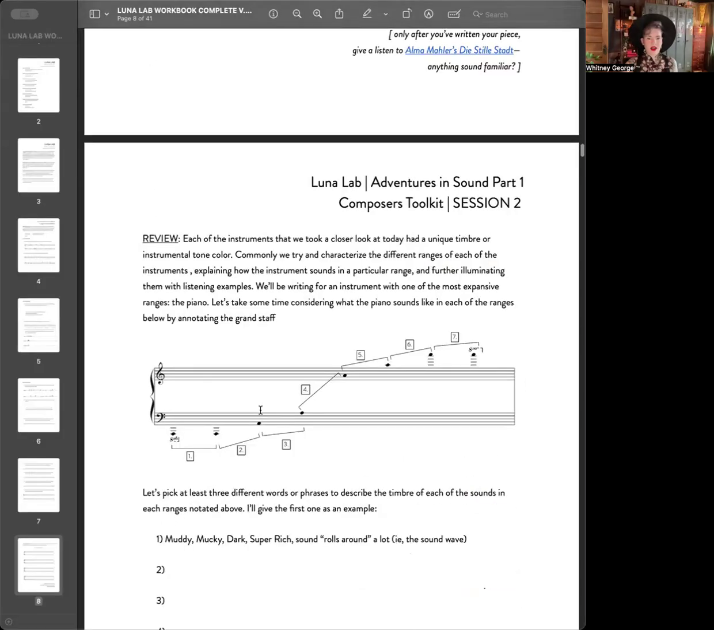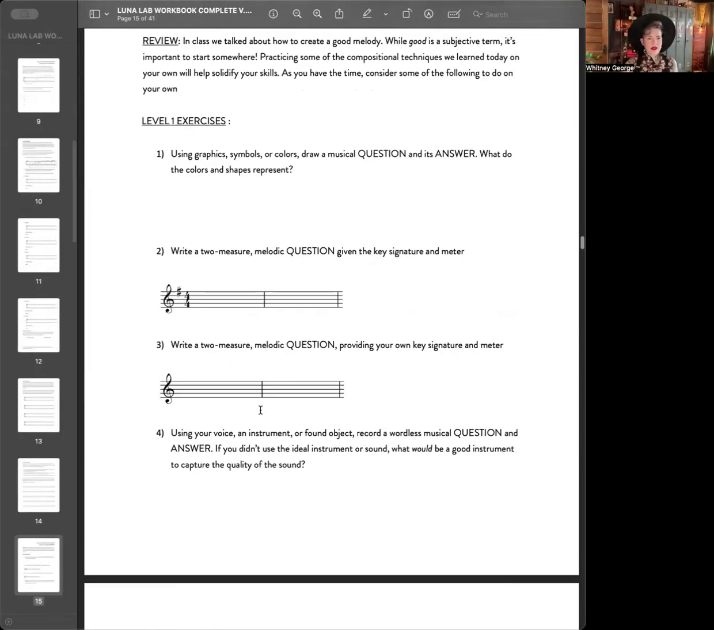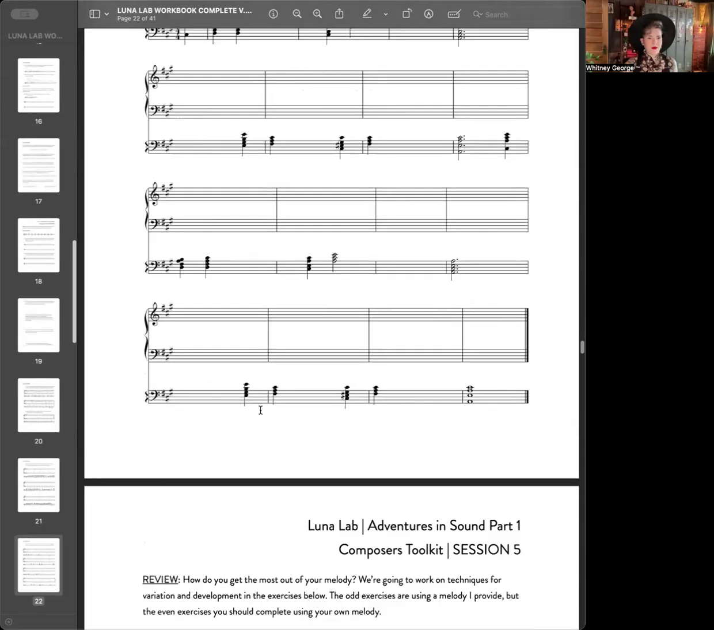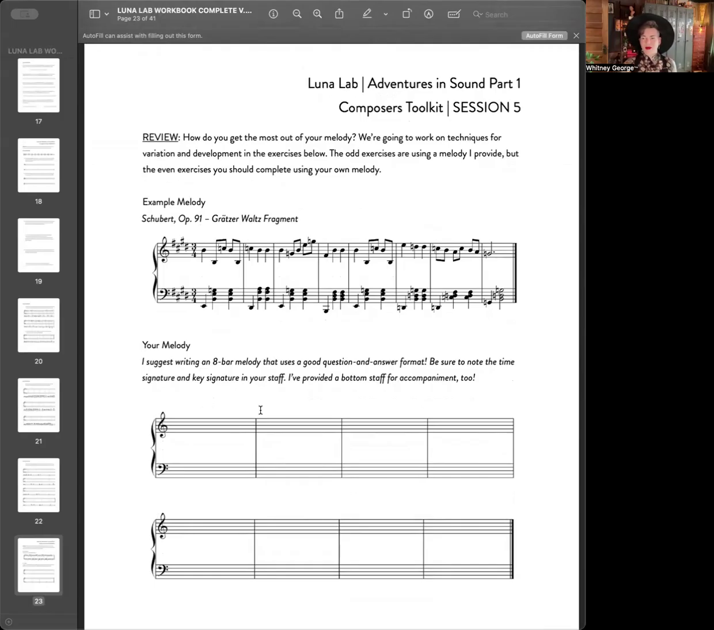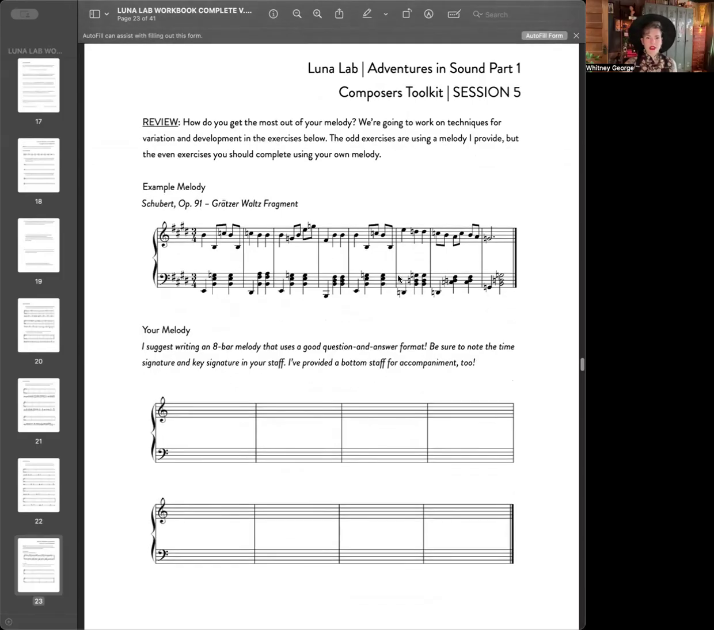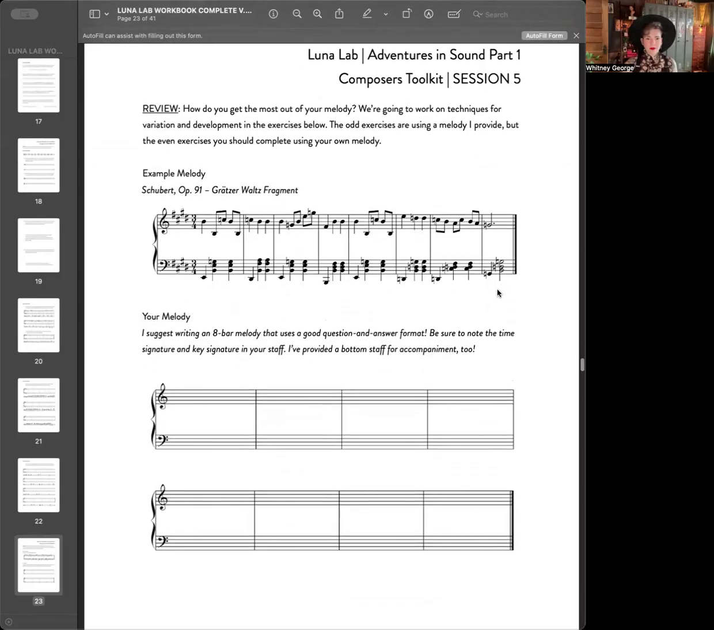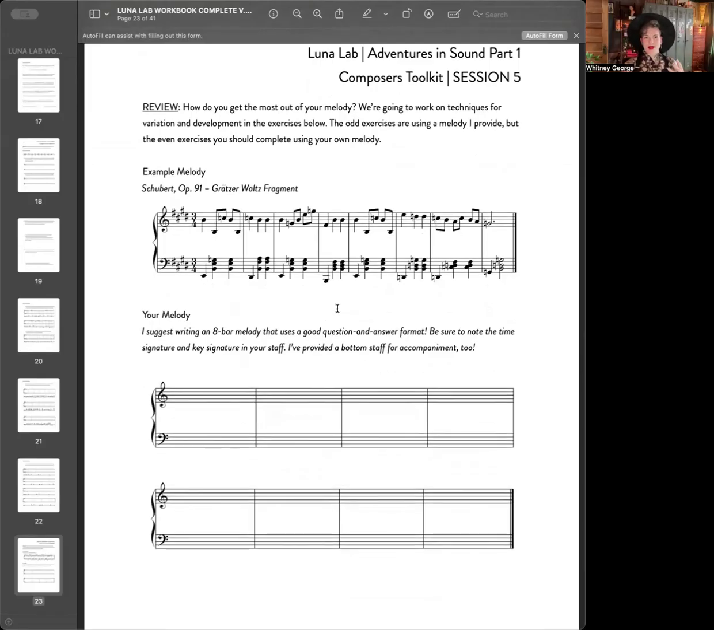Kind of zipping ahead into a later part of the class, let's take a peek at the notebook again on some of our later topics. So, session 5. This is one of my favorite classes that we have. We talk about development, and musical ideas and how to develop musical ideas. So we have a small suggested musical sample here that uses what we call a question and answer format.